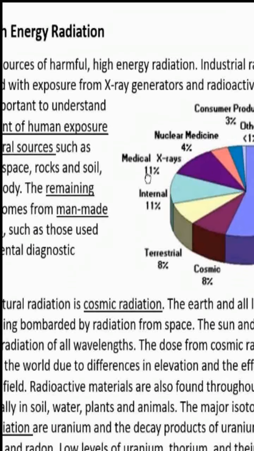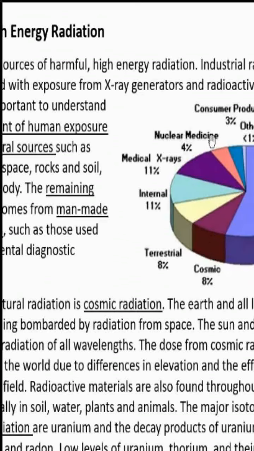Sources of high energy radiation. What do you understand from this pie chart? This is the pie chart. If we are getting whatever radiation throughout the year, then 54% of the radiation we are getting randomly. That means unknown sources. We are not aware. These are from the environment, cosmic.